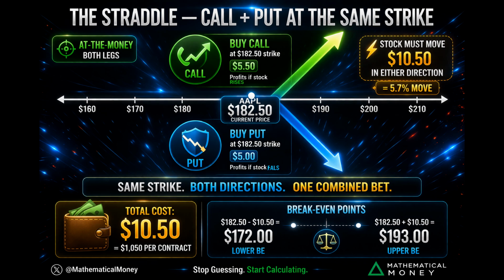The total cost of the straddle is the combined premium of both options. That combined cost sets your break-even. The stock must move at least that much in either direction from the strike price by expiry. The straddle is the purest expression of a non-directional, high-magnitude bet. You are not predicting direction. You are predicting that the stock will move more than the market expects.